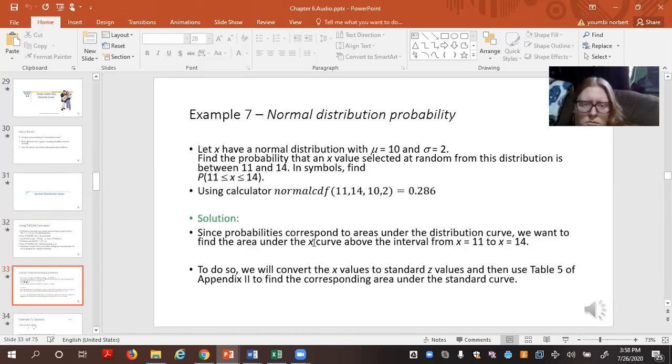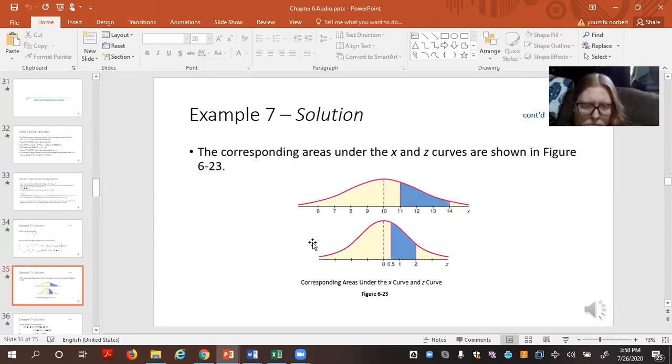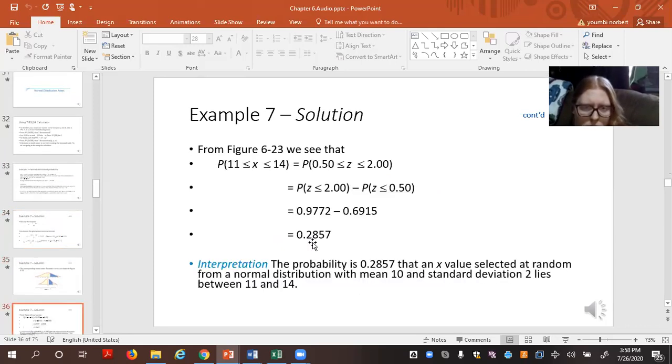And then what is the mean again? 10. The mean is 10. Thank you. And the standard deviation? 2. So what do you get? 0.286. Great. So when you have a question about a normal distribution, you can use your calculator. But you can also use the regular formula. You can skip those ones because you have a calculator, so you can use your calculator.